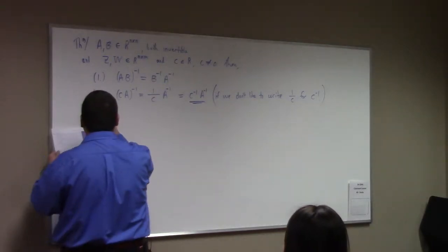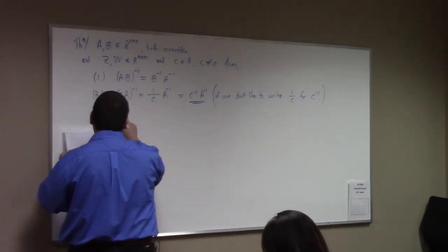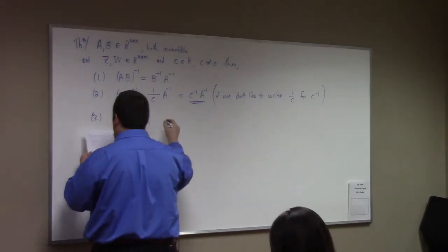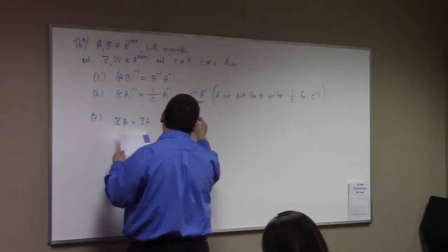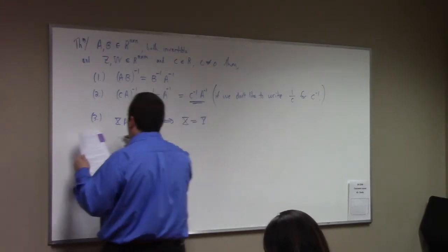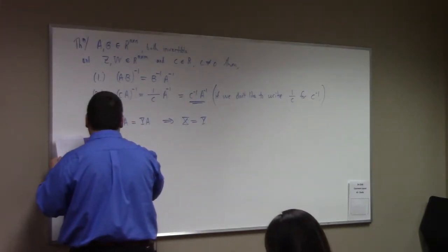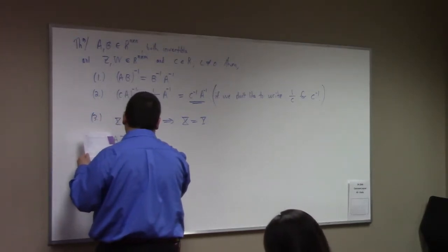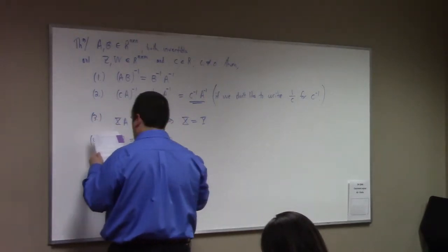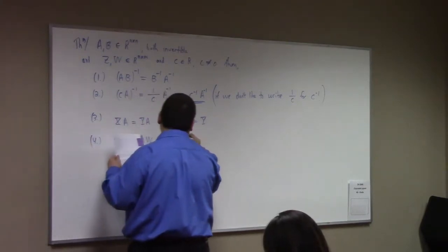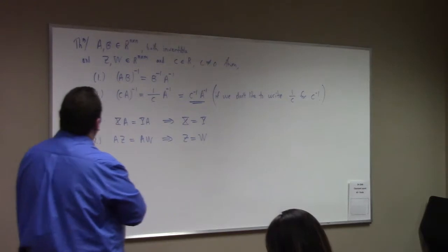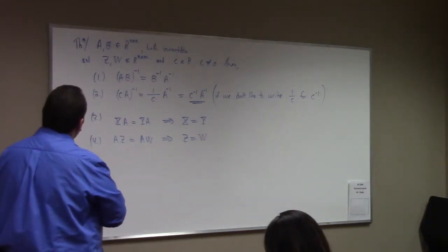Number 3, XA equals YA implies X equals Y. Number 4, AZ equals AW implies what? Z equals W. I'm not entirely sure, I may have to back it up here a second. Does that make sense? X is what?